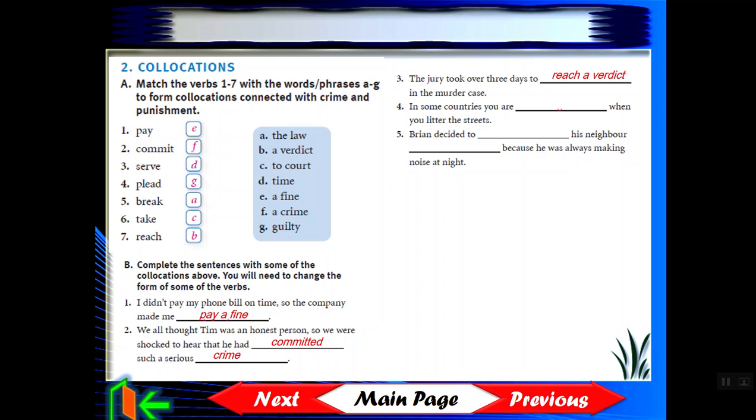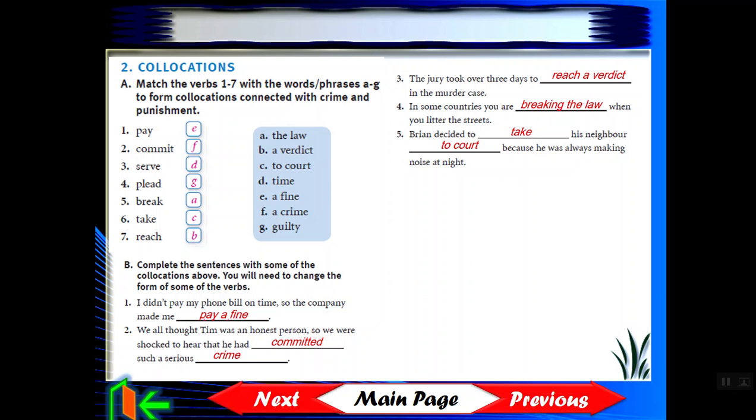And number 4, in some countries you are breaking the law when you litter the streets. ترمي القاذورات في الشوارع. So it is, what is it? Breaking the law. تنتهك القانون. For number 5, Brian decided to what? His neighbor, because he was always making noise at night. So you take him to court. تأخذه إلى المحكمة. Okay? So these are the answers.